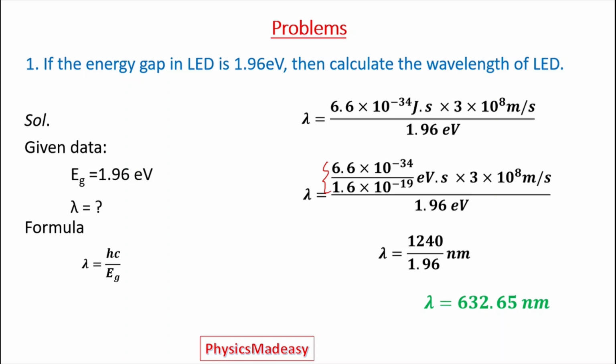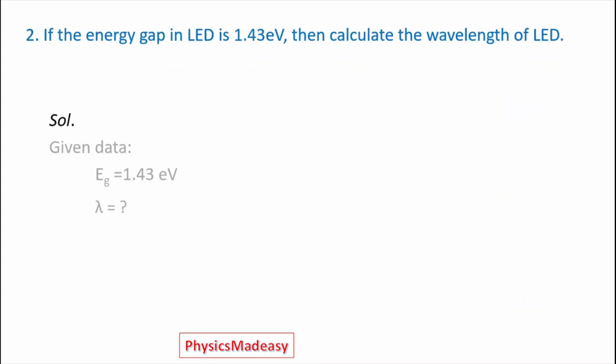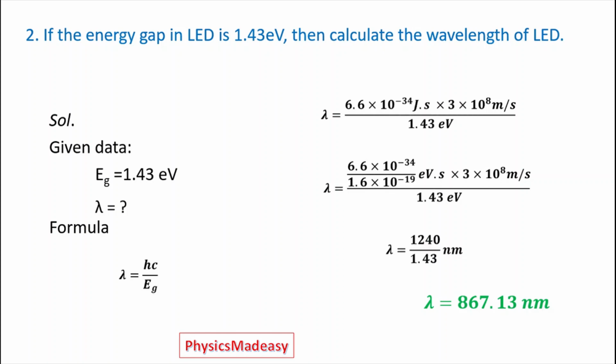632.65 nanometers, or you can say it's 6326 angstroms. You can represent it in any units. And the output color is red. Similarly, we can see one more similar problem. This one is very much similar, only I changed the energy gap, so the wavelength is going to change drastically. Here 867 is not in the visible region, it's infrared. Generally these LEDs are used in TV remotes.